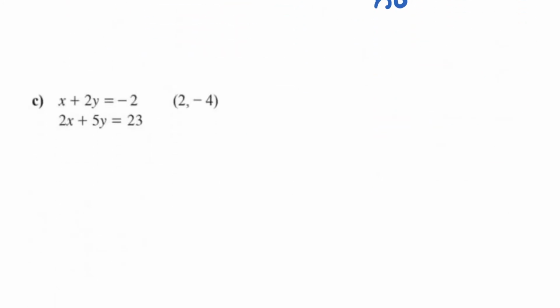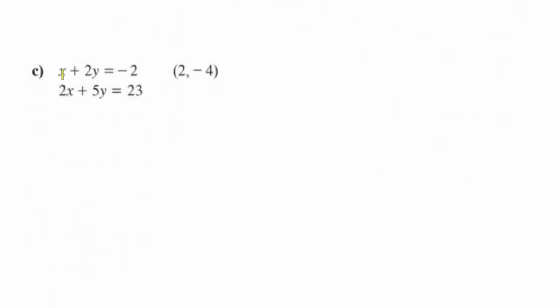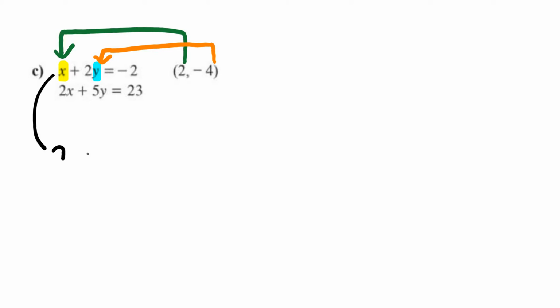Okay, let's move on to letter C here. For letter C, I have an x over here and I have a y over there. So the idea is this 2 will replace that x, and this negative 4 will replace that y there. All right, so let's do that over here. So x will now be 2 plus 2 times. Now what's the value of y? That's negative 4, and that's going to equal negative 2.